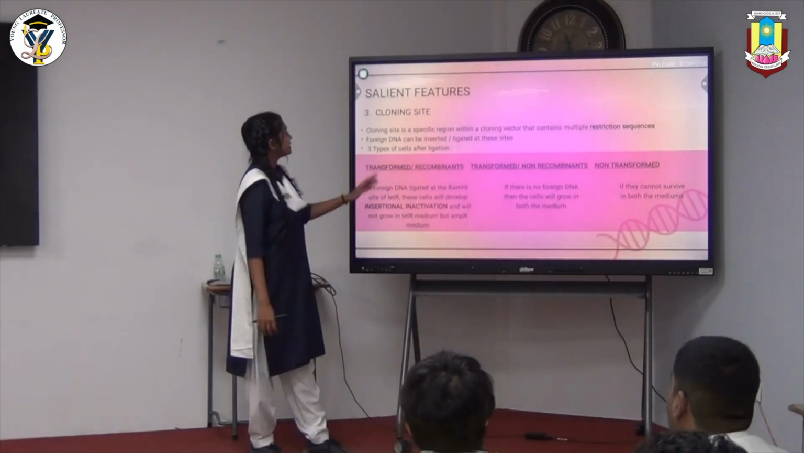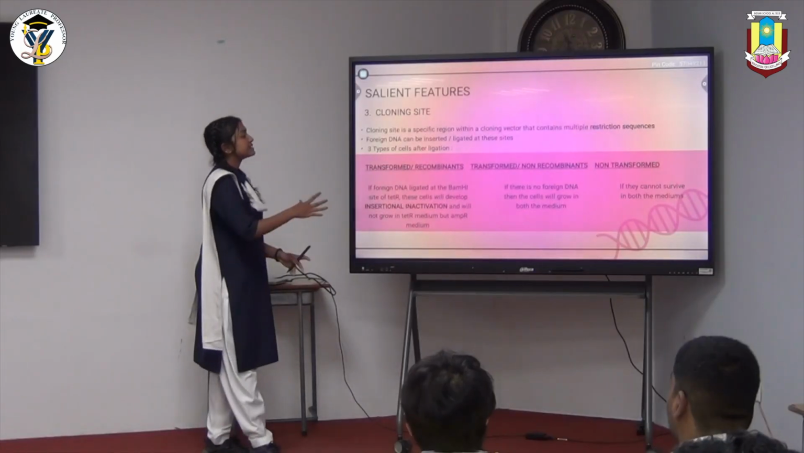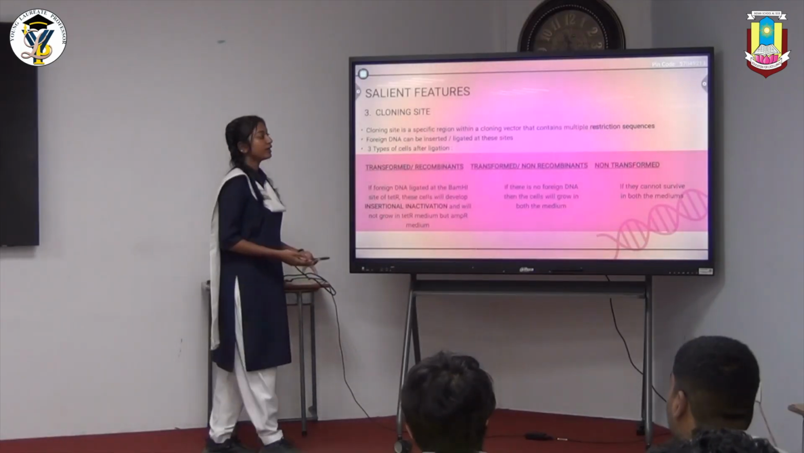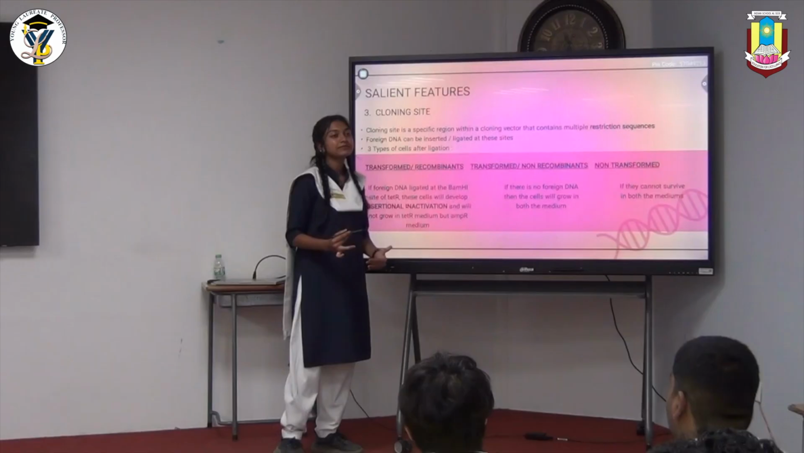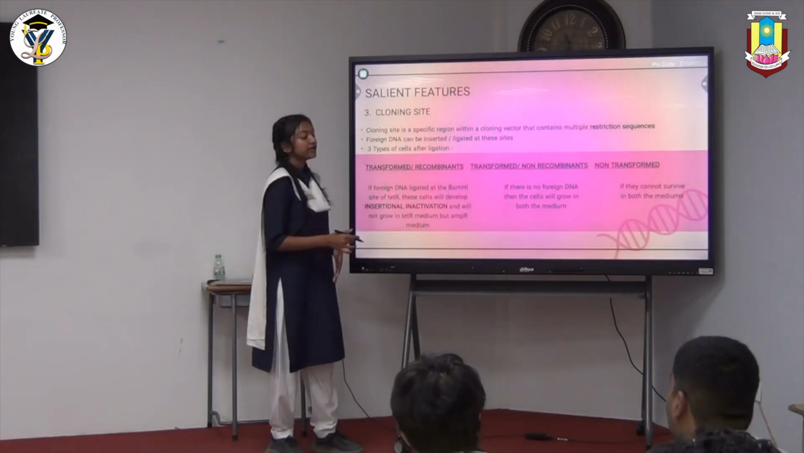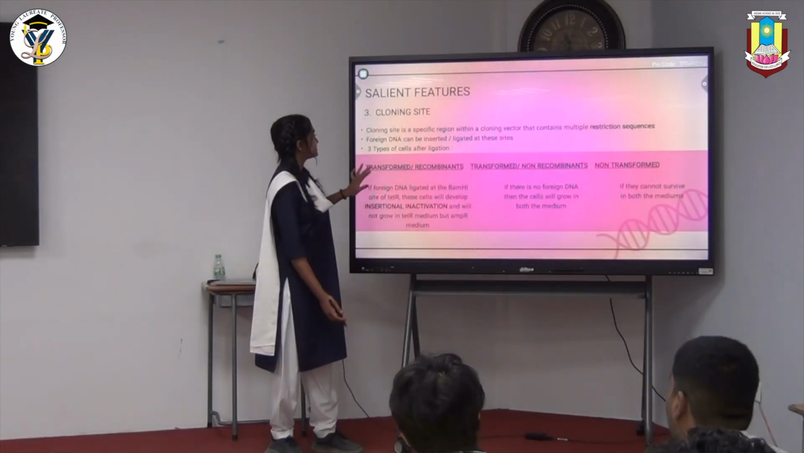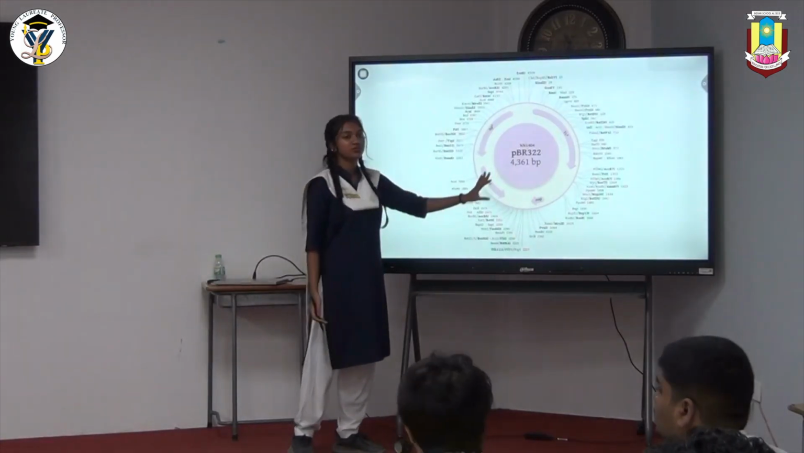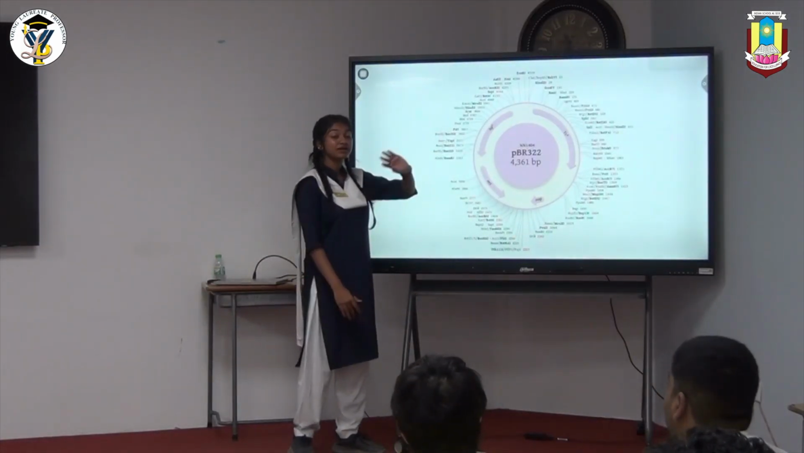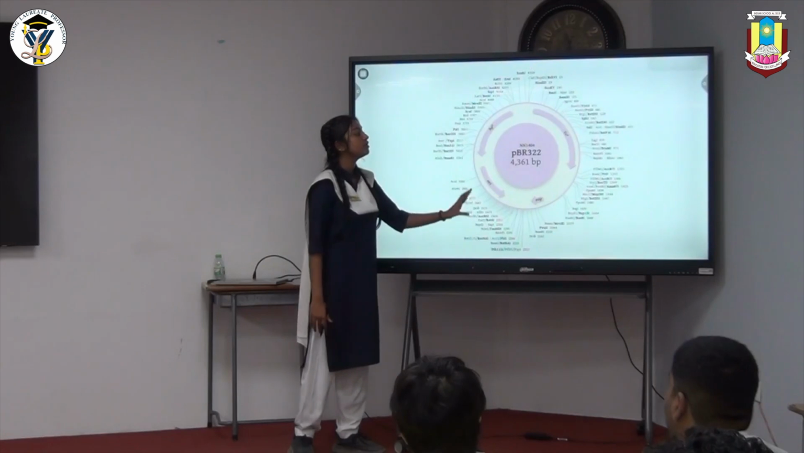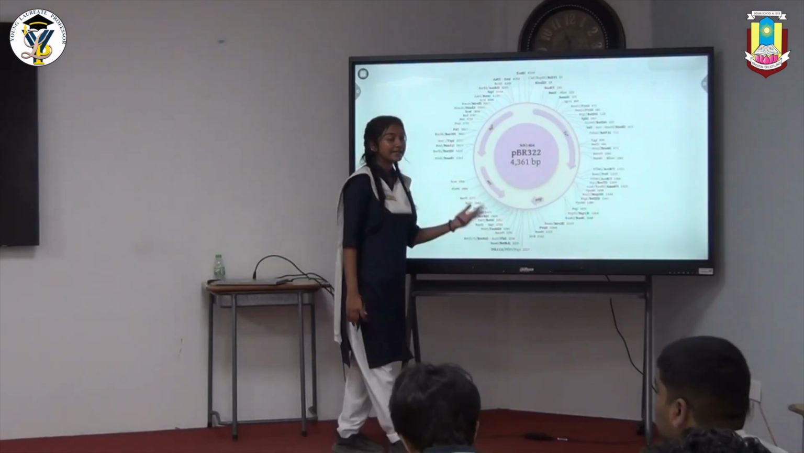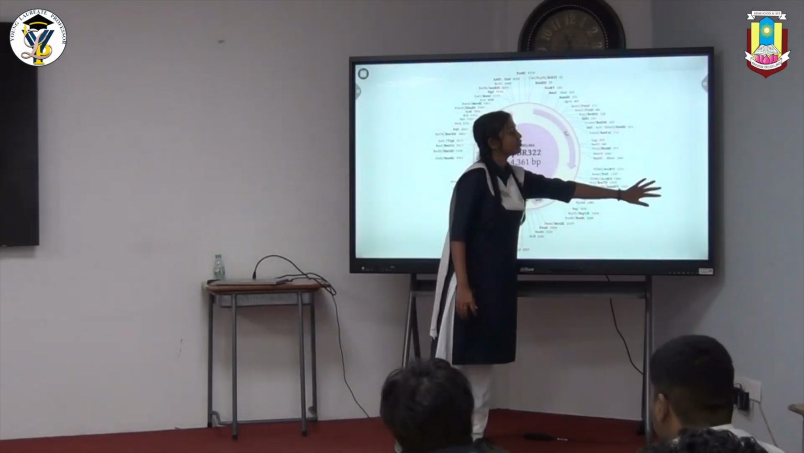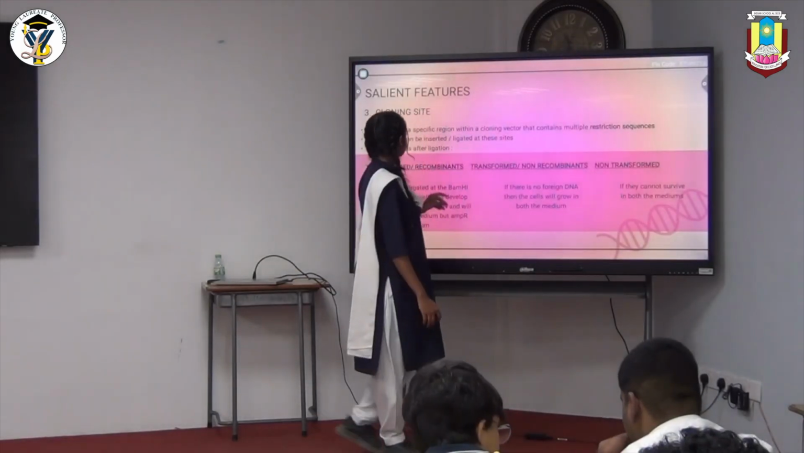Next, coming to the cloning sites. Now, a cloning site is a specific region within the cloning vector which contains these multiple restriction sequences, right? Like I said, these are all of the restriction sequences. There are plenty. There is not one or two. There are multiple restriction sequences where we can ligate. But for this topic of discussion, we are only using the BamHI.